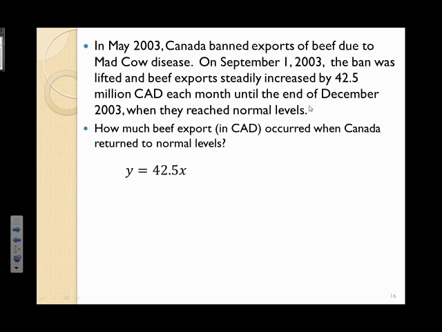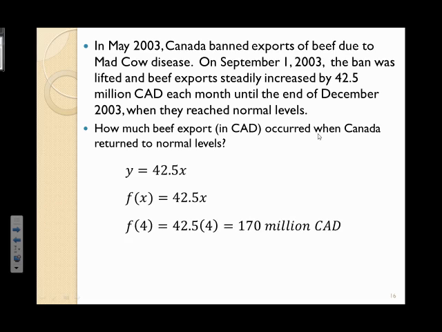Now we have our formula from before. What's now on the screen is y is equal to 42.5x, and x is going to be 4 months later. So we use an x of 4 when we're doing this. So now, using our function notation, we'd say f of x is equal to 42.5x. What we want to do is an f of 4. And of course, we plug in 4 for x, and we get 42.5 times 4, which equals 170 million CAD. So that's the beef export, the normal level that they came back to by the end of the year in 2003.